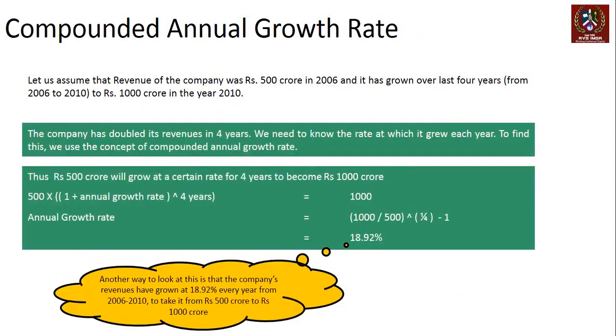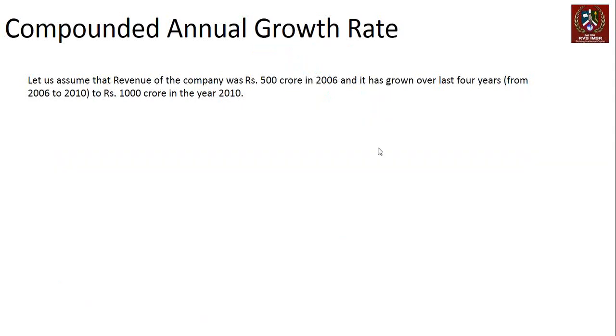So broadly, what we said was revenue has doubled in 4 years. We need to know the rate at which it grows every year. So essentially, the equation we're trying to solve is 500 into (1 plus g) raised to the power 4 is equal to 1000. I can take the next step as (1 plus g) raised to the power 4 is equal to 1000 by 500, and then solve it further. Let's go to the previous slide and solve it once.